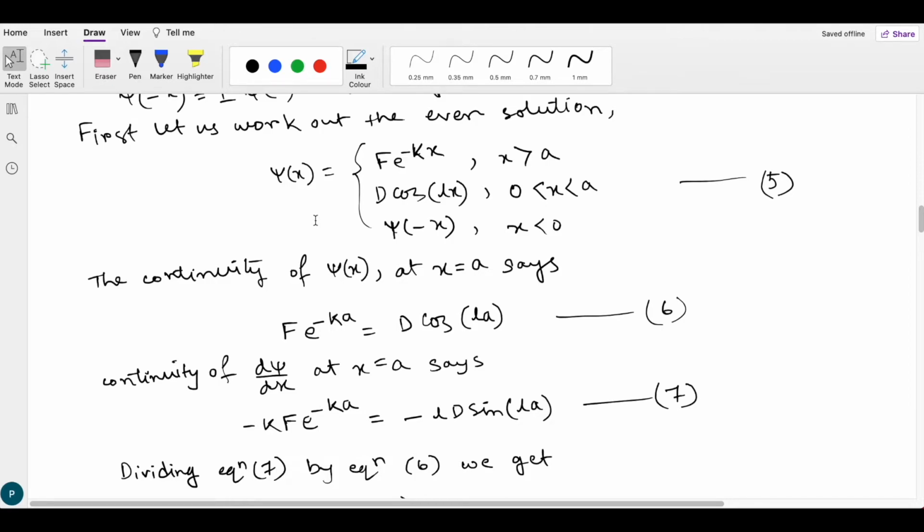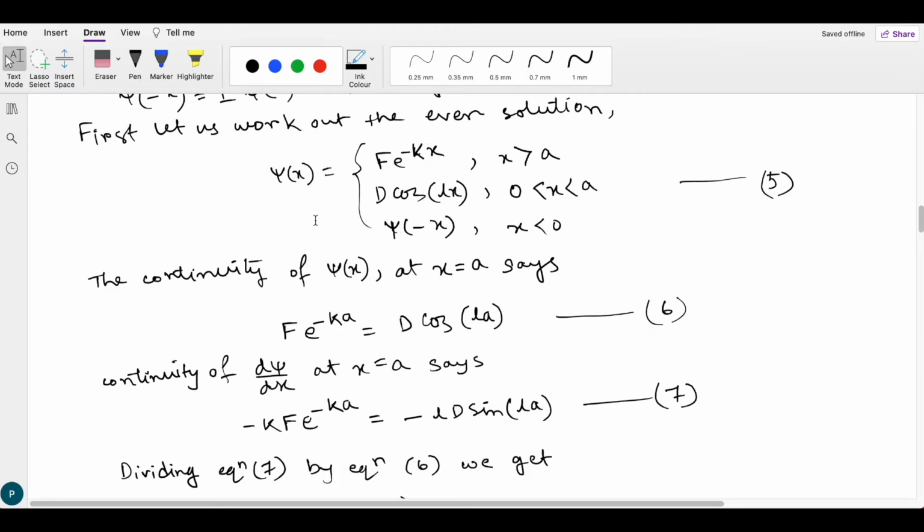And to get the wave function in the region x less than 0, we just have to take the wave function in the region x greater than 0 and write minus x instead of x. That's all. We get the wave function in all the regions.